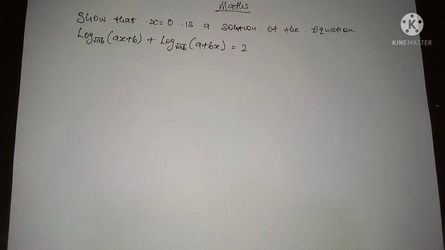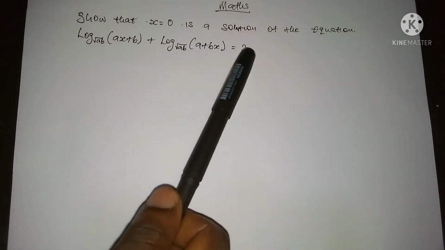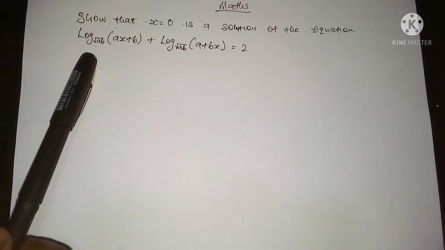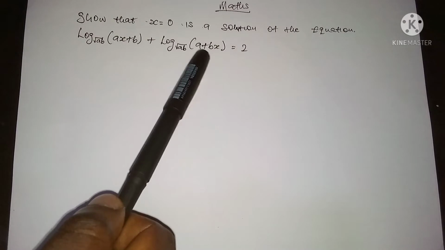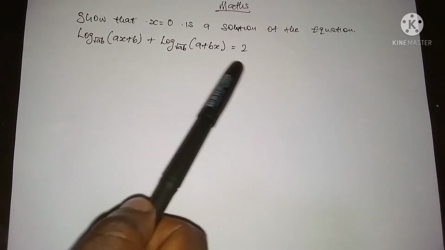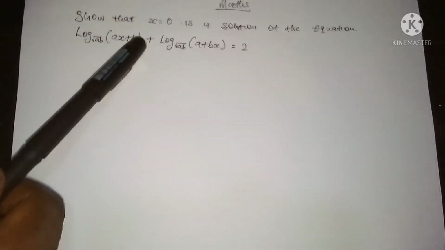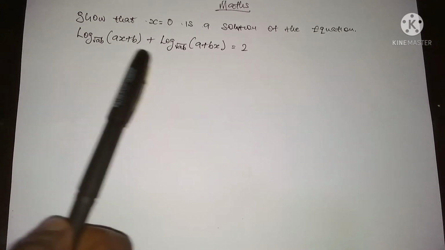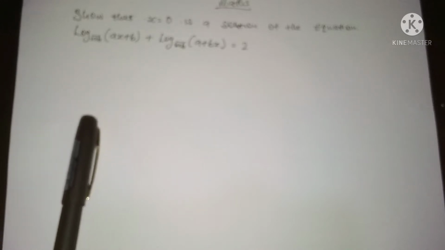In this class, we were asked to show that x is equal to 0 is a solution of the equation log (ax plus b) to base root ab plus log (a plus bx) to base root ab, all equal to 2. So we are asked to show that x is equal to 0 is a solution to this equation. So very quickly, we are going to see what it looks like.